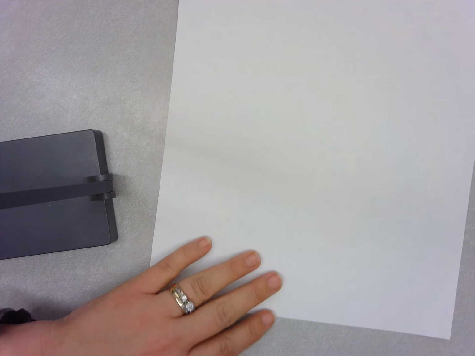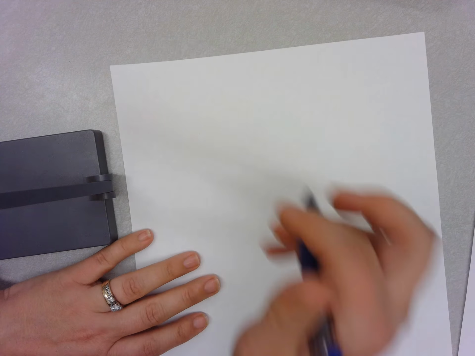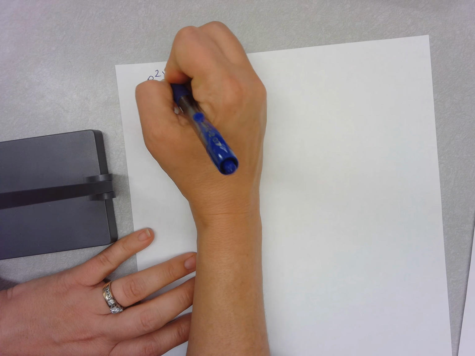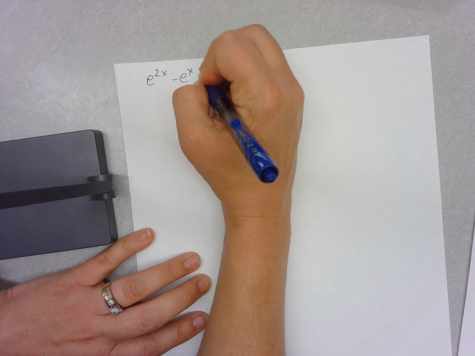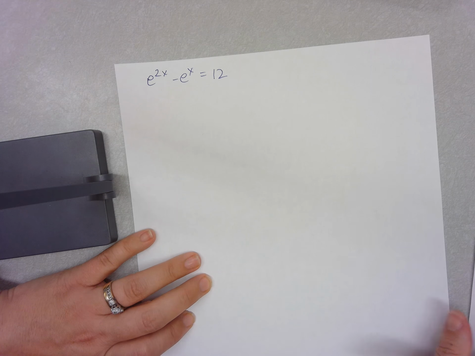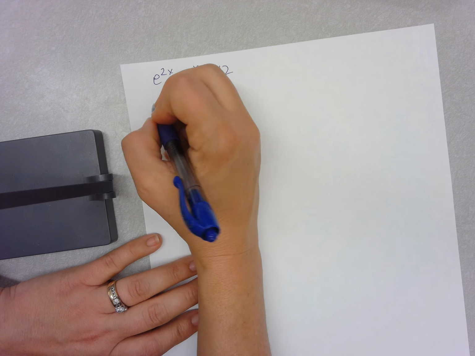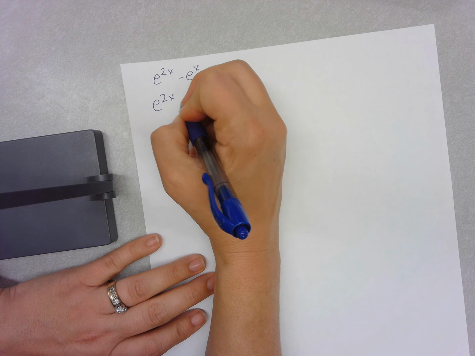Alright, so let me just do one more interesting problem. It's just like factoring never dies. Alright, so if I have e to the 2x minus e to the x equals 12, this should look, you know, like a quadratic. So what we do with a quadratic is move everything to one side and try to factor it.